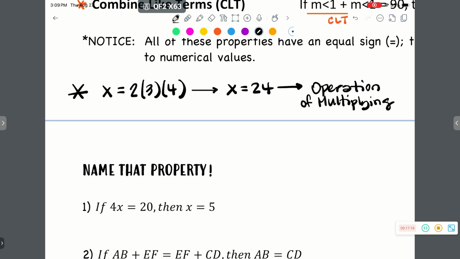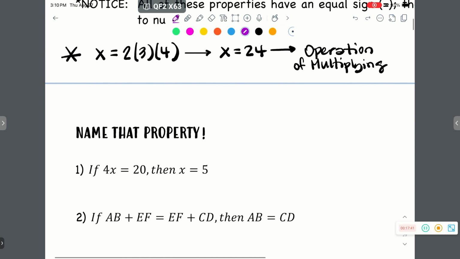Yeah. You just said the word plus, right? And there is no plus sign, right? Combining means to add, right? So if you don't see any plus signs or minus signs, then combining like terms is off the table. Okay. All right, here we go.